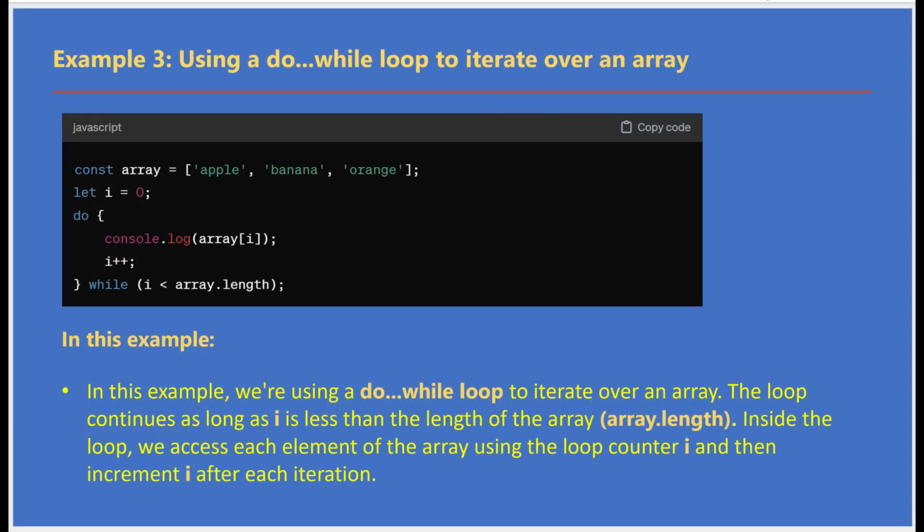In the third example, a do-while loop is used to iterate over an array of fruits. The loop continues as long as the counter is less than the length of the array. Inside the loop, each element of the array is accessed using the loop counter, and then the counter is incremented after each iteration. Output. So, what's the takeaway? The do-while loop in JavaScript is a versatile tool. It always runs its code block at least once and then continues as long as the condition is true. It's perfect for situations where you need to process or iterate over data until a specific condition is met.